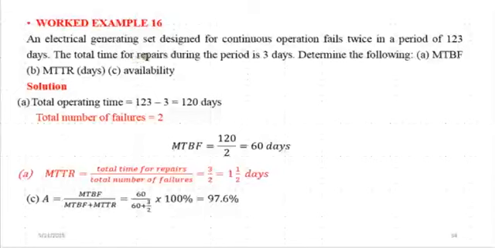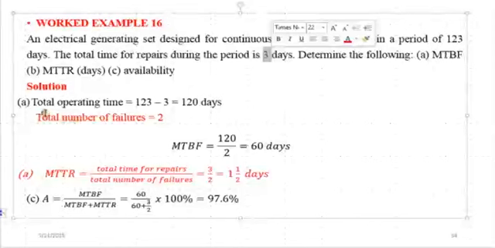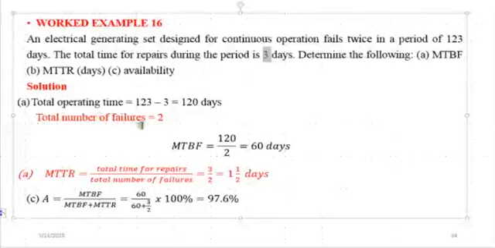The total time for repair during the periods is what? 3 days for the repair of the failures, 2 days. 2 failures. Determine the mean time between failure, the mean time to repair, and the availability of that generated set. Now, my total operating time is given as 123 days, but we are told that 3 days are used for the repair. So the operating time should be 123 minus 3, which is 120 days. And the total number of failures that happen within this period of 123 days is equivalent to 2 failures.